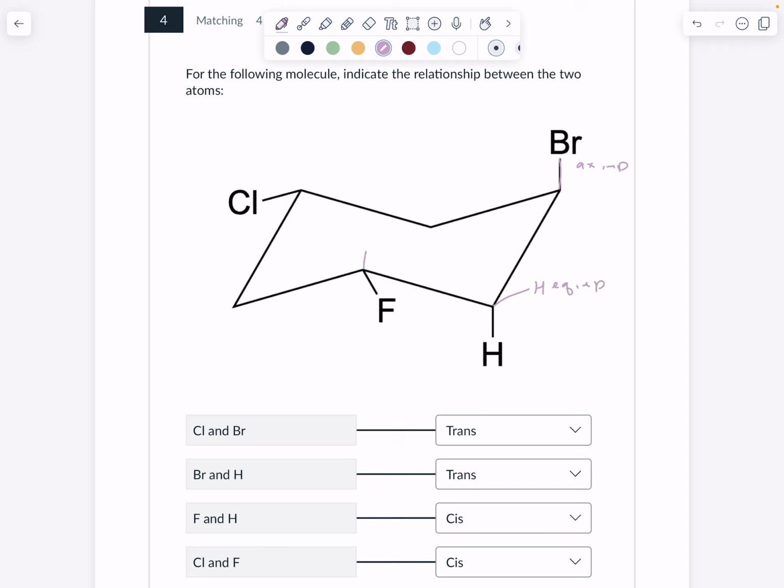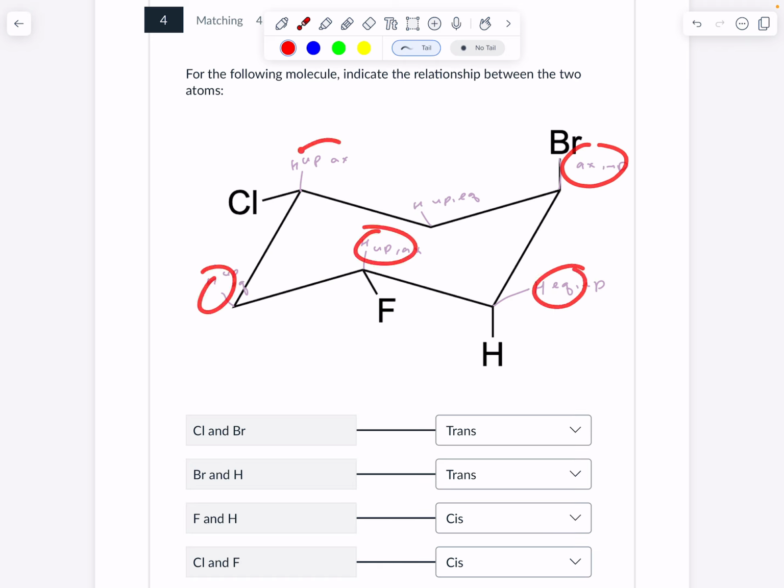And then this fluorine now, again, up axial, and the hydrogen here would be up equatorial, up axial for this implied hydrogen, and then up equatorial. So now we've gone all around, and you can see that everything that's pointing up alternates. Axial, then equatorial, axial, then equatorial. So we have up axial, up equatorial, up axial, up equatorial, up axial, up equatorial.